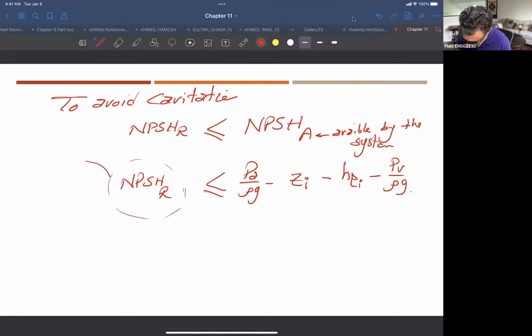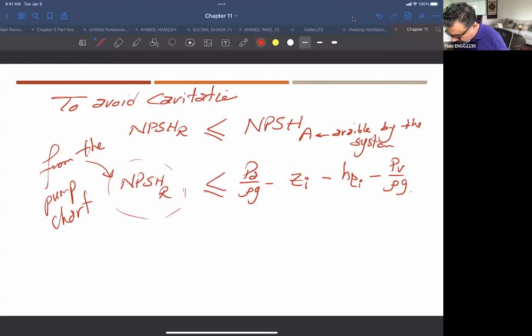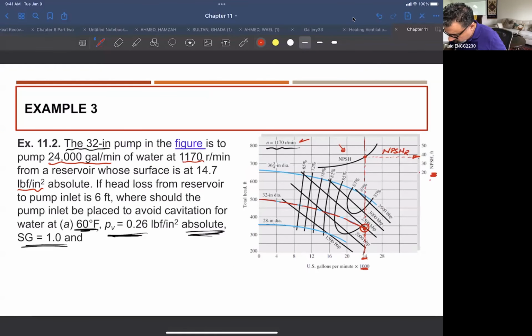And this one here is from the pump chart. Net positive suction head required by the pump is set by the manufacturer. It is a design criterion. I cannot really say it is dependent only on the flow rate here. But how can you determine it from the chart? You determine it by looking at the condition here.